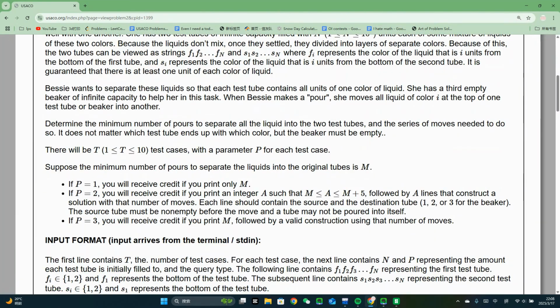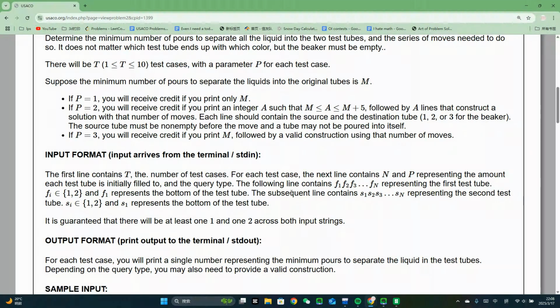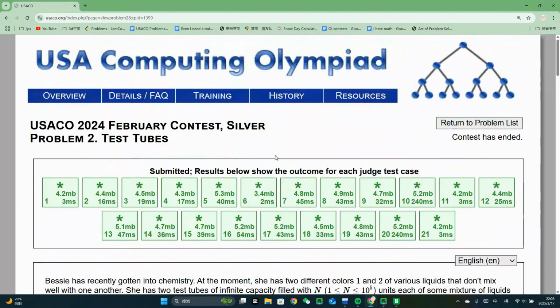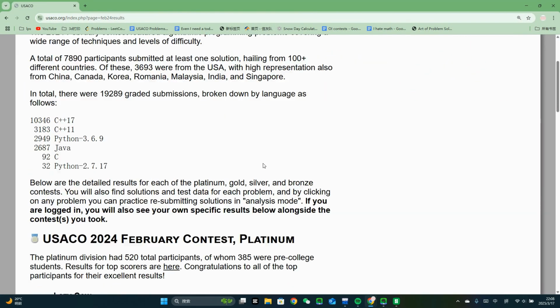And it took me about 30 minutes to understand the problem first, 30 minutes to come up with the solution, and about 2 hours to write and debug it. And this thing is even more difficult than the first one, Target Practice. So yeah, February Silver, second problem.